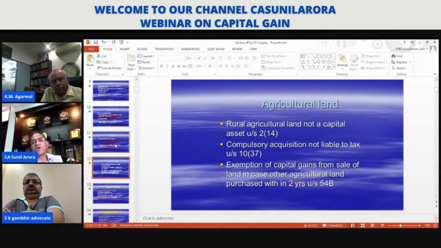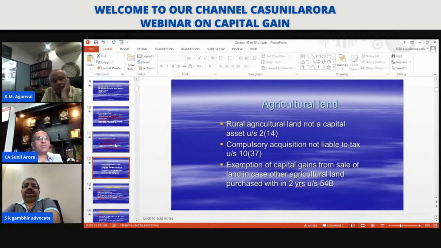On the other hand, there are two more provisions in the statute with respect to agriculture land. Because I was dealing with agriculture land, I thought let me finish off with these two provisions. First of all, compulsory acquisition, which is not liable to tax under section 10(37).